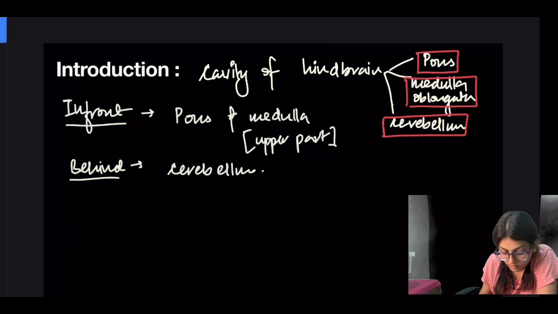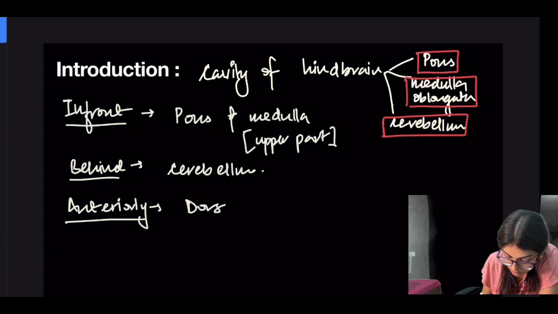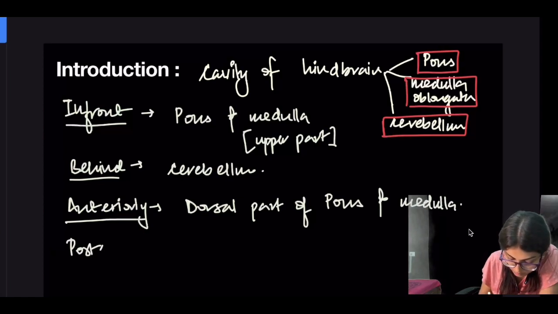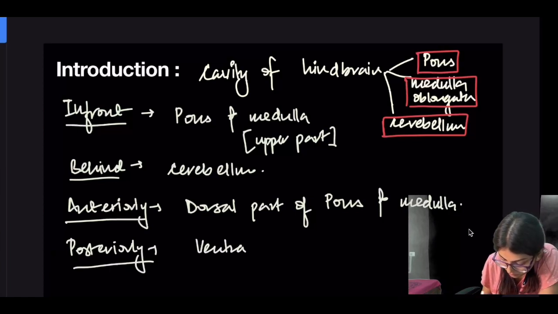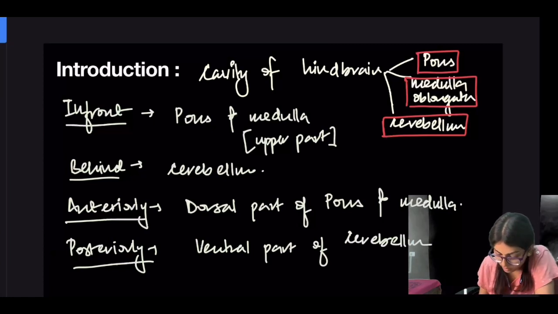In a similar way, if we see the sagittal section of the fourth ventricle, we can see it like this. Anteriorly, we see the dorsal part of the pons and medulla, and posteriorly, we see the ventral part of the cerebellum.